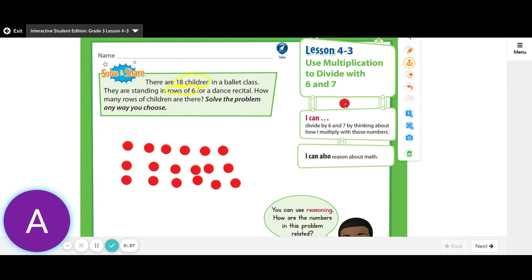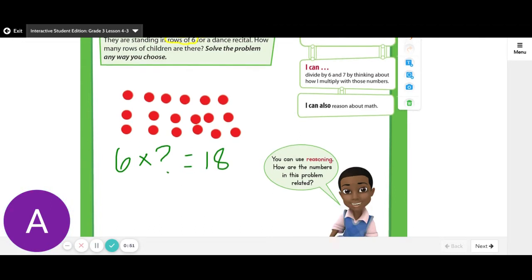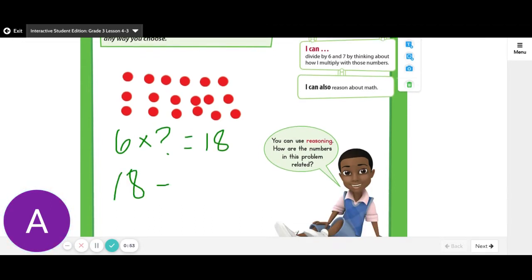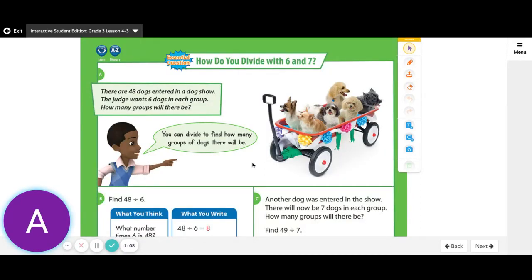So I know that there are 3 rows, but we could also think about this with a multiplication equation or division equation. If I know they're standing in rows of 6, I can think 6 times what equals 18. And I can think about 18 divided by 6 equals what? So that could give me the same answer of 3. So my answer would be 3 rows. Pause the video to make sure you have the picture and the equations written. Here are some examples on our next page.